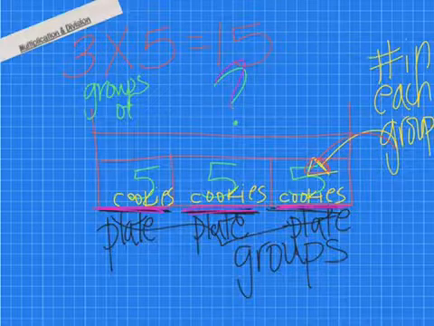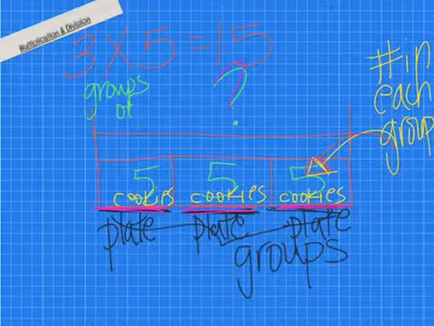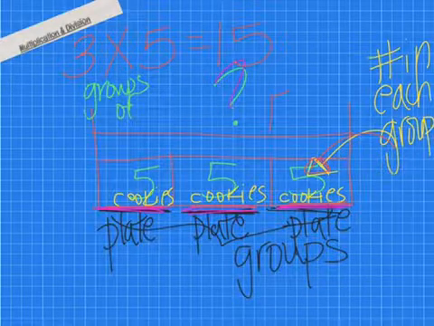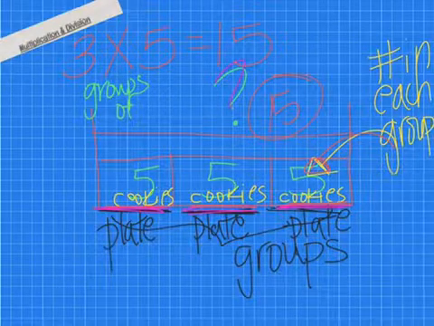Excellent, 15. Because 5, 10, 15. 3 times 5 gives you a product of 15. So 15 would go here at the top.